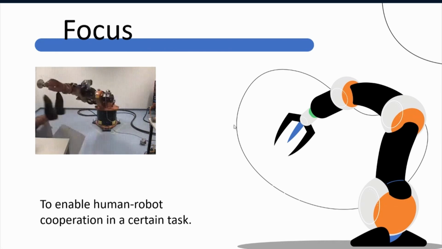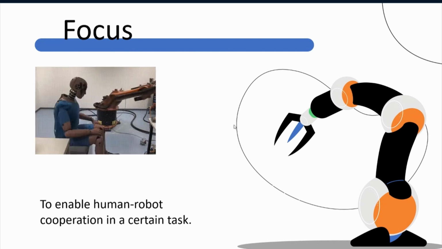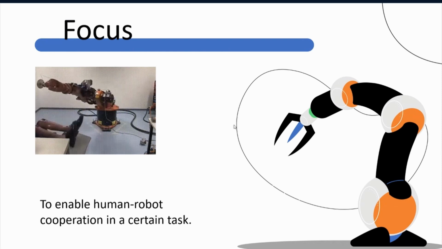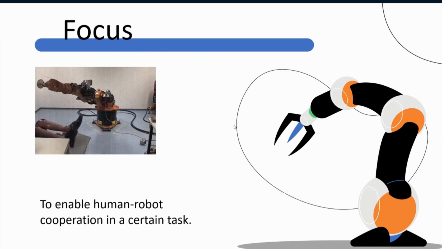My focus and my project deals with enabling human-robot cooperation, meaning that the human has to be working closely to the robot, no constraints. Yes, this is the main focus, enabling cooperation between the robot and the human.